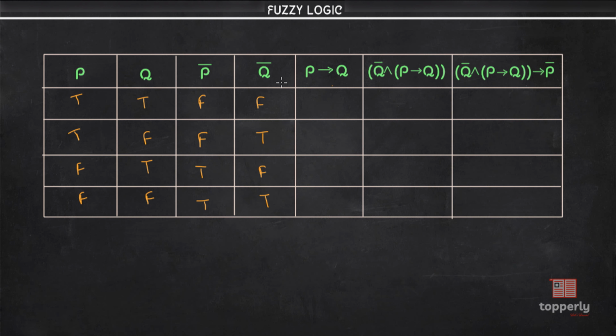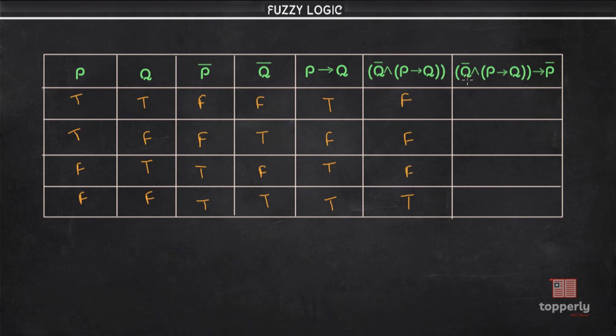Now for P implies Q, we have true and true, which will give us true, true and false, false, false and true is true, and false and false is true. Then next we have Q bar conjunction P implies Q. That is, we have to consider this column conjunction this column. So we have false and true, which will give us false, true and false, which will give us false, false and true, which will give us false, true and true, which will give us true.